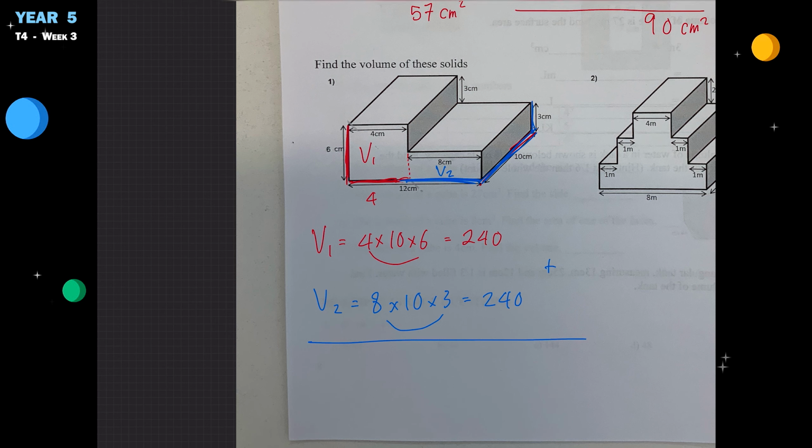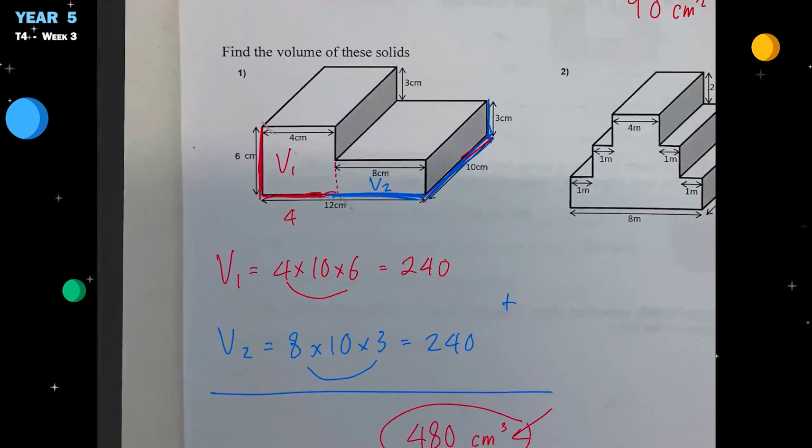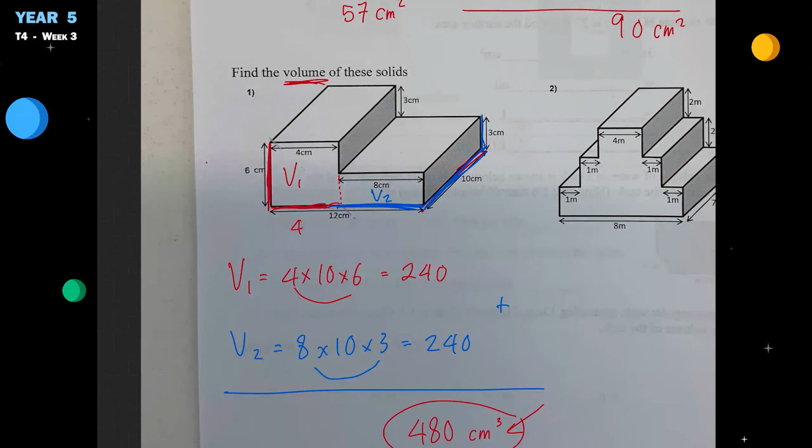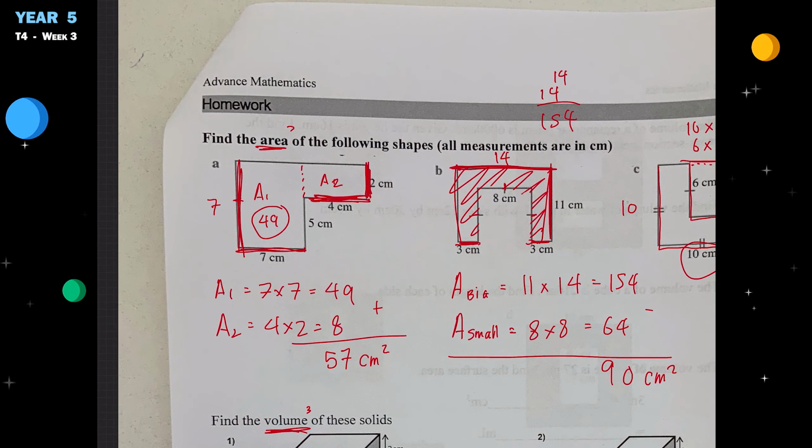And we want to find the total of the two volumes. 240 plus 240 is 480 centimeters cubed. Centimeters cubed because we're talking about volume, okay? So volume is always something cubed, whereas area is always something squared, okay?